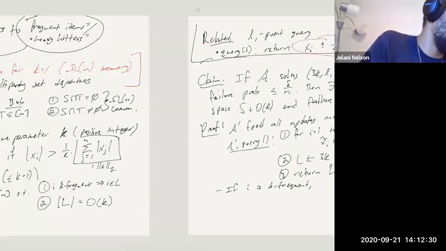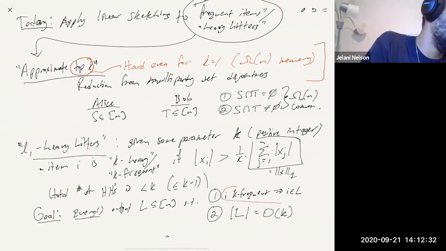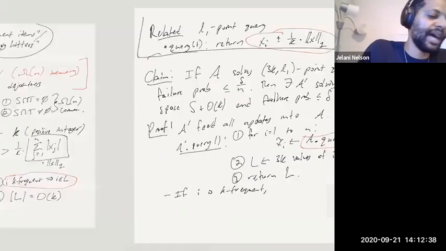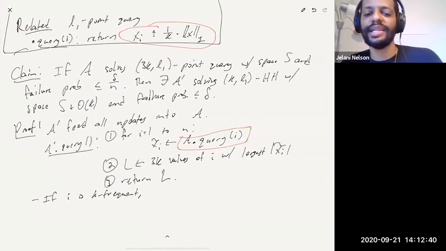But you need to make sure that you satisfy the first condition, which is that if an item is frequent, it needs to be guaranteed to be in L. And I'm going to show you that as long as all those queries succeeded, that will happen. So why is that true?